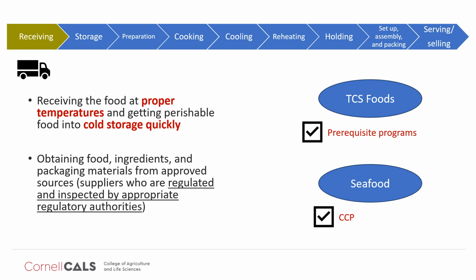Receiving the food at proper temperatures and getting perishable food into cold storage quickly. Obtaining food, ingredients, and packaging material from approved sources, so suppliers who are regulated and inspected by the appropriate regulatory authority. All these are usually covered by prerequisite programs. But for some, like seafood, this step could be made a CCP. For example, to make sure a hazard like scombroid poisoning with histamine is controlled.